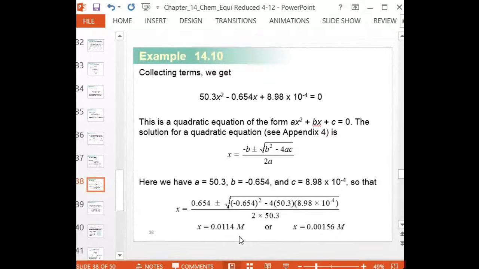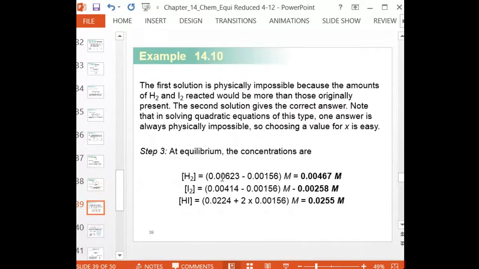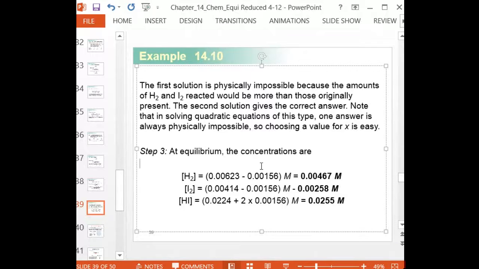Okay, clear. Because this is smaller than the initial concentration, only this is possible. This much of x is reduced from there. But the other is still higher than that, so that is not possible. So you will consider only the value 0.00156. Now look at here: 0.00623 minus 0.00156. That value you will get at equilibrium. This same minus this is the x value, as I told you last time.